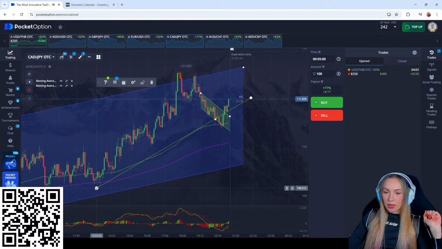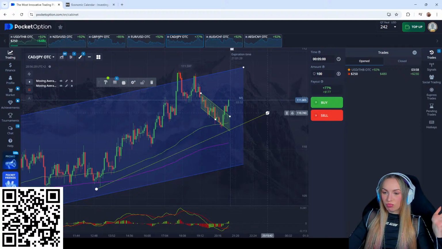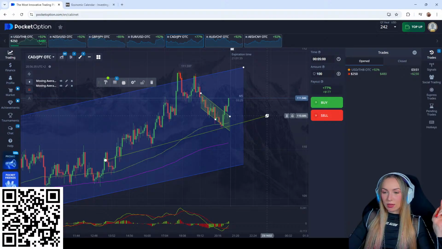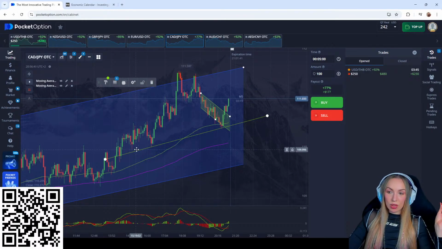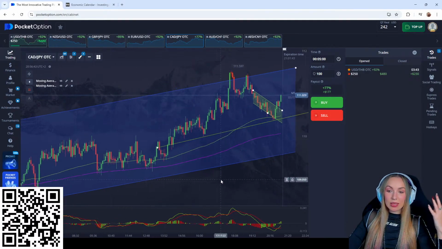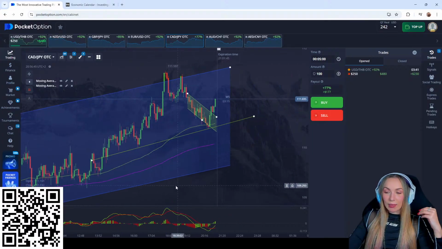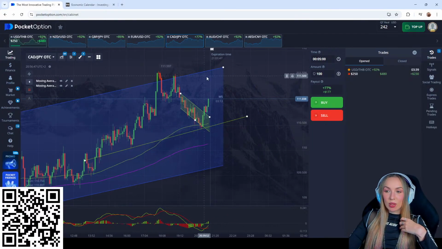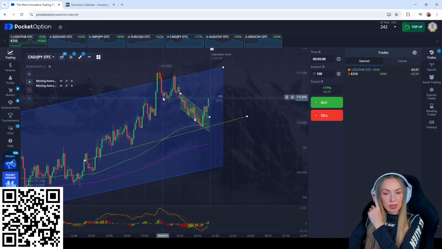Wanna see if there is any support, like why it went up here, what did I miss? Maybe here is the support. Maybe here is another support that I missed and the price went up and wants to touch this resistance.